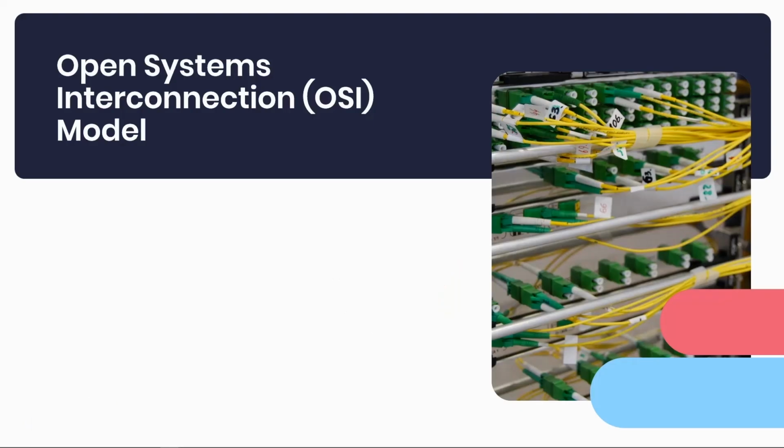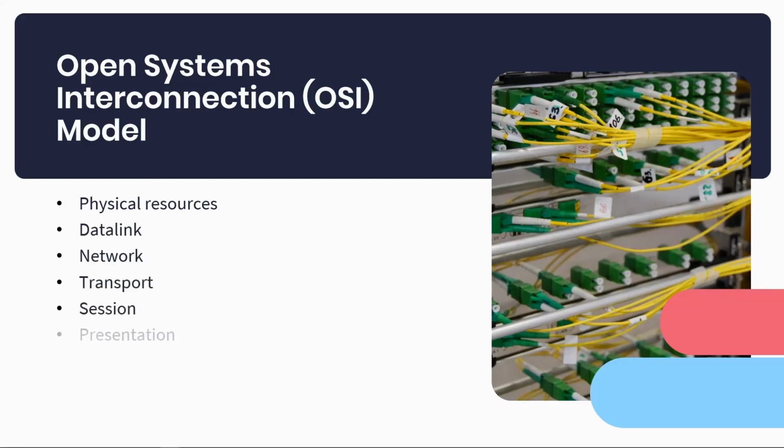The Open Systems Interconnection Model, or better known as the OSI model, represents the steps of a networking system. It was first made public in 1984 by the International Organization for Standardization, ISO. Its architecture consists of 7 layers that we will look at now. These layers are physical resources, data link, network, transport, session, presentation, and application.